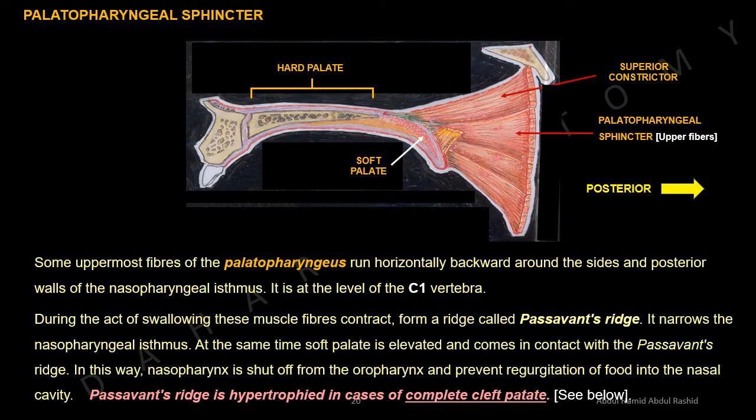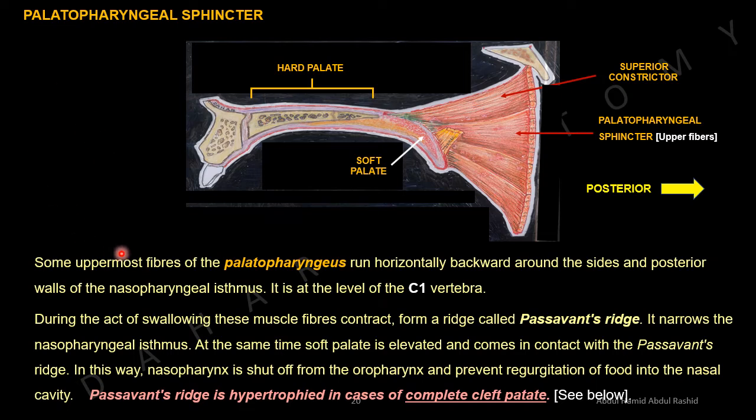Palatopharyngeal sphincter. This is the sagittal section of the palate. This is the hard palate. This is the soft palate. Behind, we see some muscles. This is the superior constrictor muscle. This is the palatopharyngeus muscle. Just now we mentioned that one.